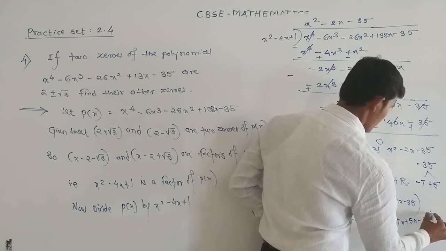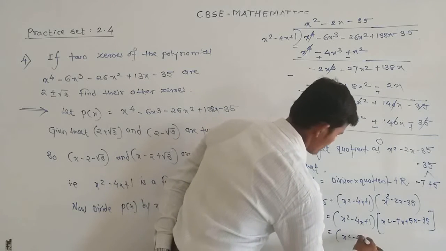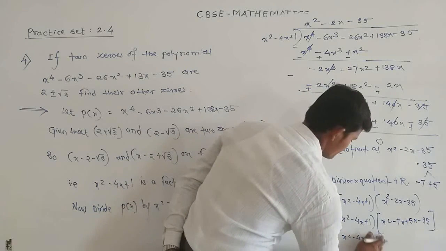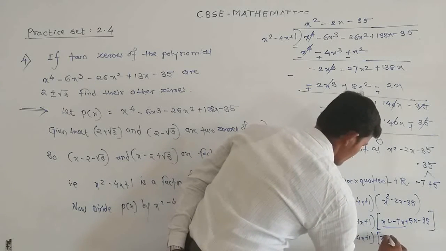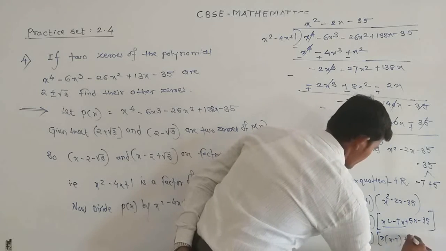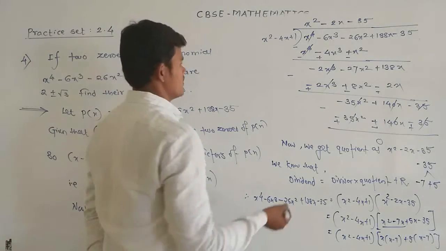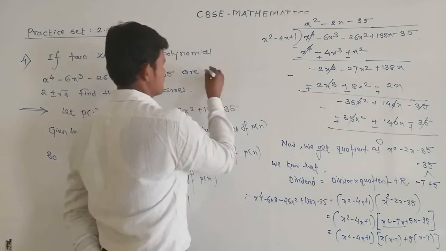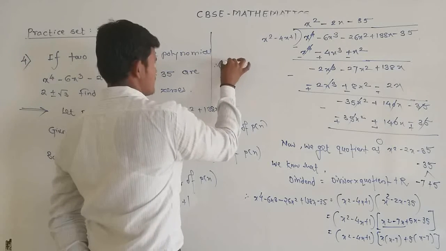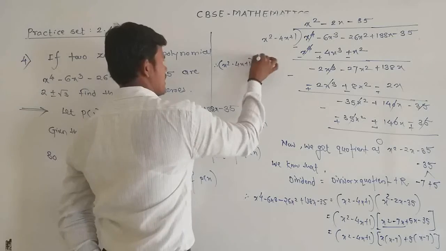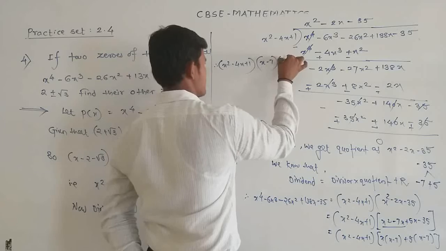Minus 35. So finally we get x square minus 4x plus 1, and here from the first two terms take common x, we get x minus 7, and here we get common 5, so we get x minus 7. So finally we get x square minus 4x plus 1, and the last brackets x minus 7 and x plus 5.